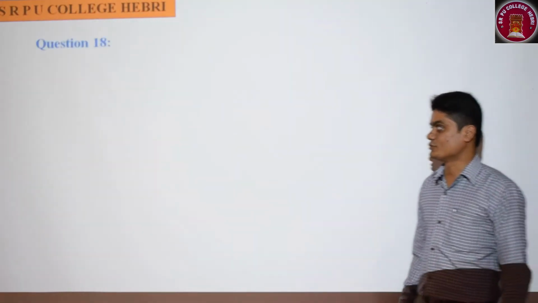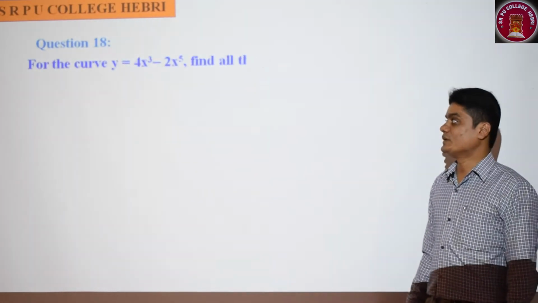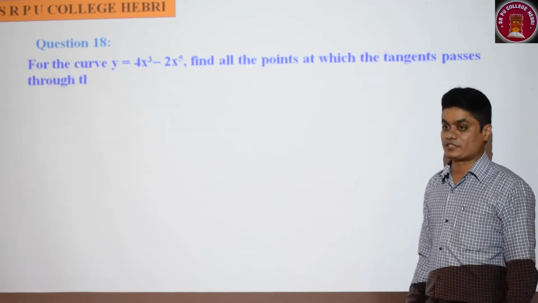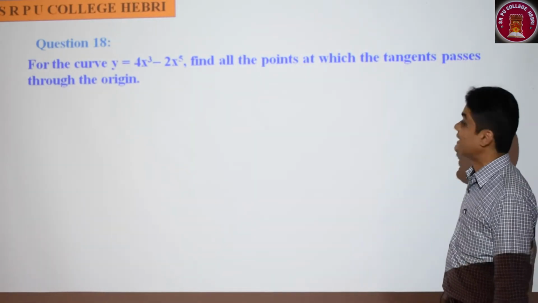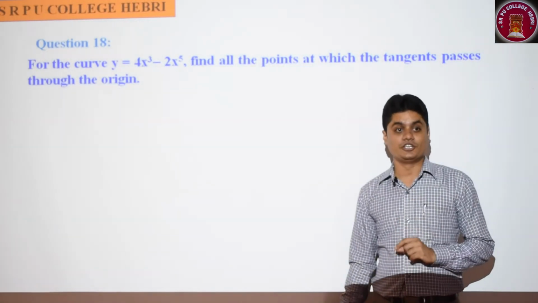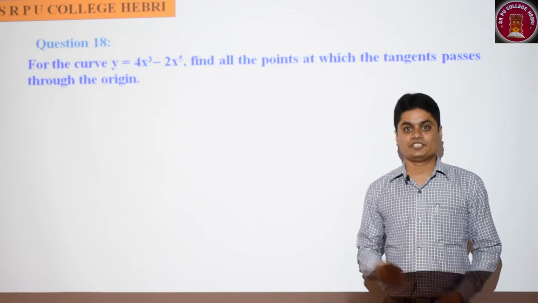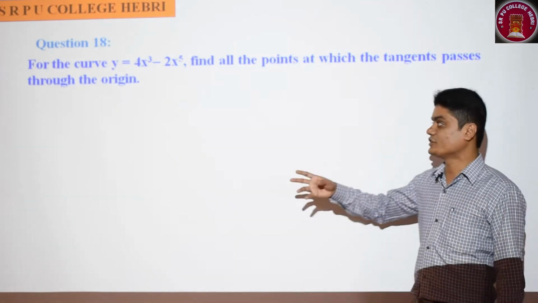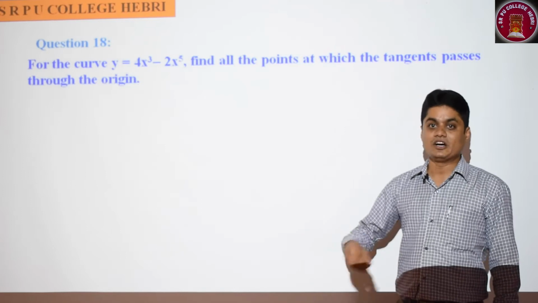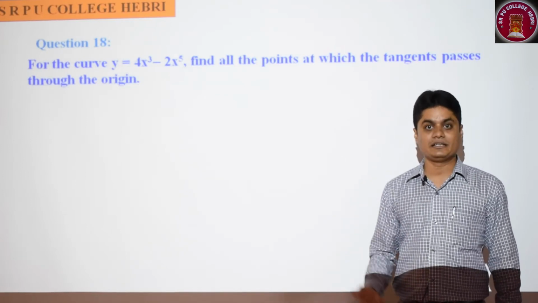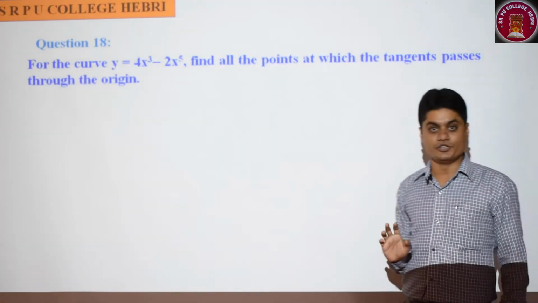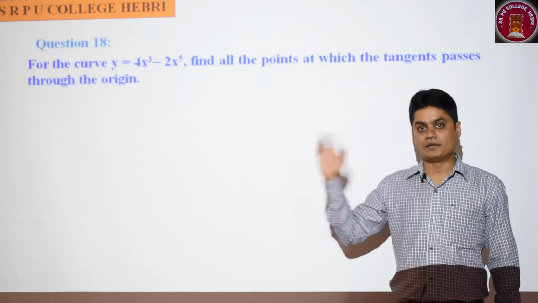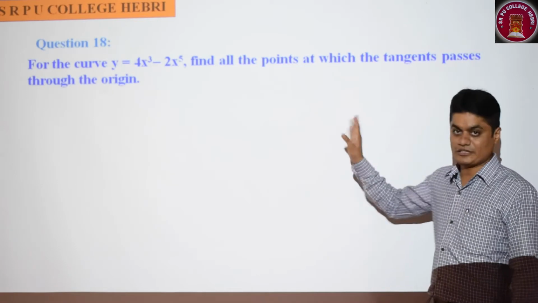Today's first question. For the curve y is equal to 4x cube minus 2x to the power 5, find all the points at which the tangent passes through origin. So this is a different type. Usually they will ask to find the points on the curve where slope is equal to something, or the line is parallel or perpendicular to a given line. But here the tangent passes through origin. So it is a little different compared to the previous problems. I'll show you how to answer this.